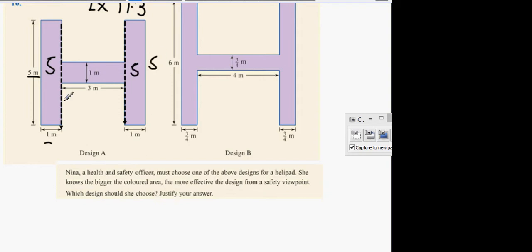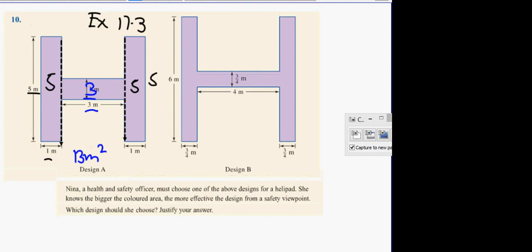Now Luke, what about the middle one? It's 3 by 1, and the total area? 13 meters squared. And then you multiply the other one. Okay, I'll get somebody on the other one now. Okay, so Joey, what about the second one?